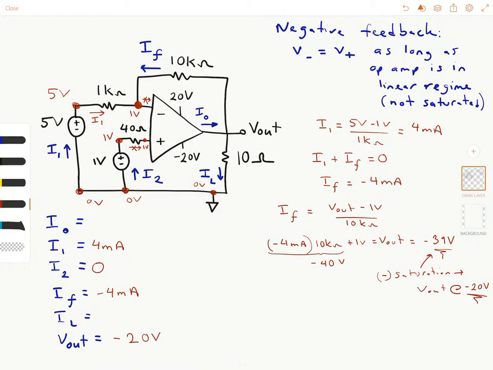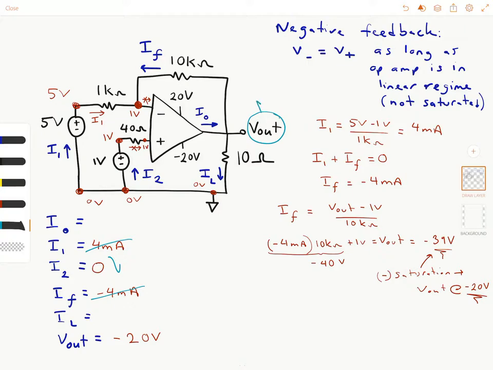And now we have a problem here because our assumption of V plus equals V minus is no longer valid. So we can really not rely on any of these values anymore. I1 is unreliable, so we cannot rely on this. I2 is 0, this is correct, because this doesn't change whether the op amp is saturated or not. And this is no longer reliable, so we cannot look at this. So we need to now go back and calculate IF, I1 based on the V out value.